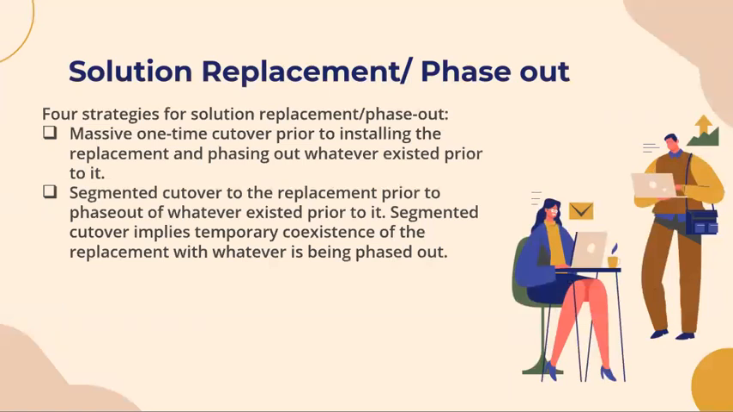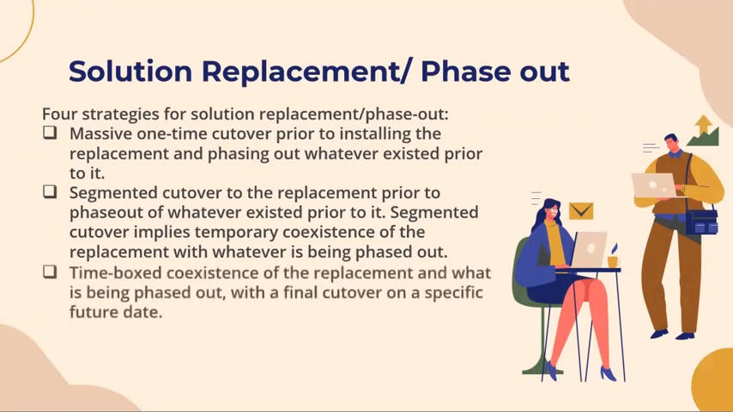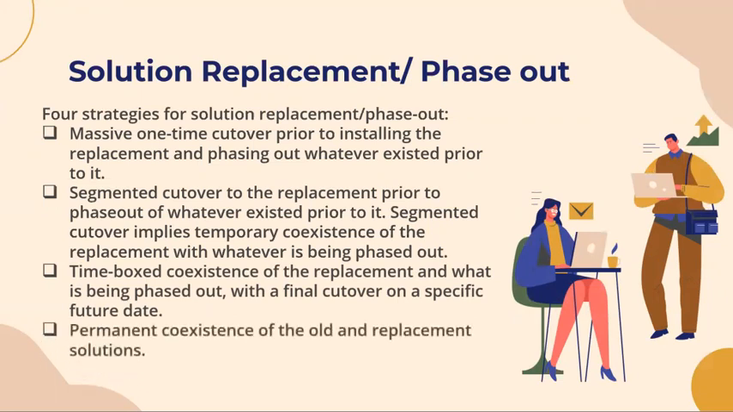Segmented cut over implies temporary coexistence of the replacement with whatever is being phased out. Third, time box coexistence of the replacement and what is being phased out with a final cut over on a specific future date. And fourth, permanent coexistence of the old and replacement solutions.